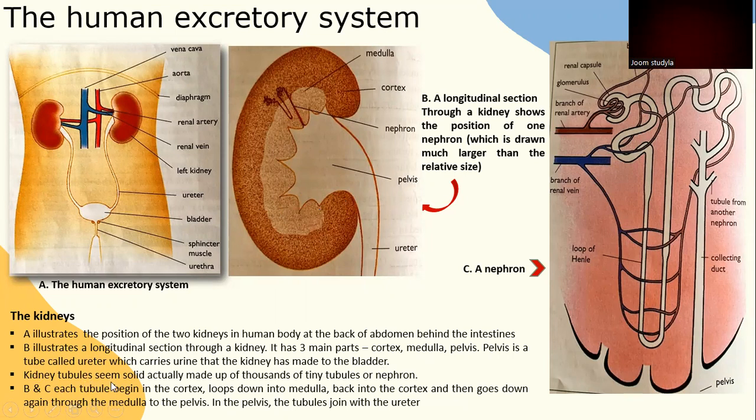Kidney tissue may seem solid, but it is actually made of thousands of kidney tubules, or nephrons. In diagrams B and C, each tubule begins in the cortex, loops down into the medulla, back into the cortex, and then goes down again through the medulla to the pelvis. In the pelvis, the tubules join with the ureter.